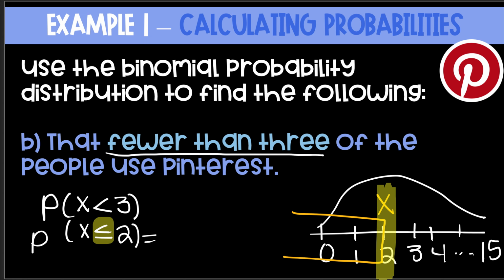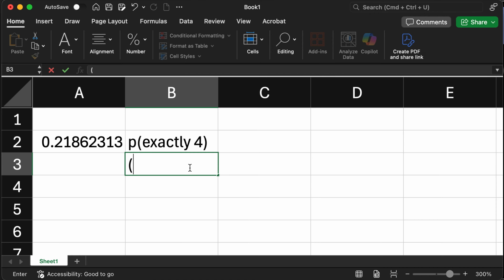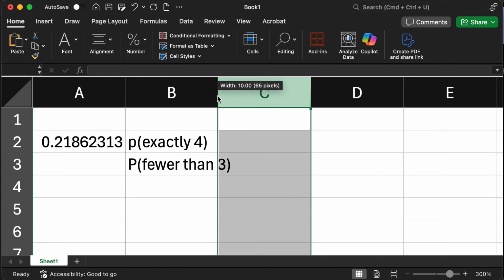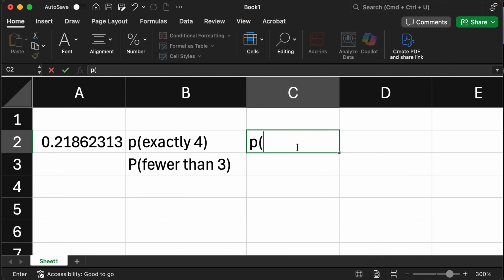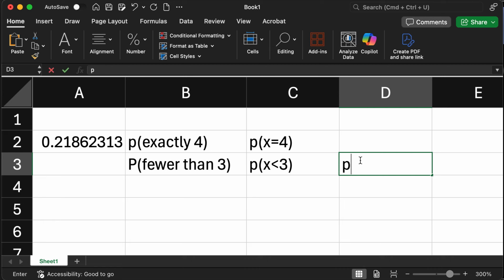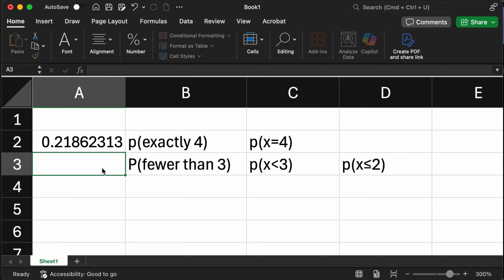I go to Excel. Now I want the probability of fewer than 3. I didn't write the notation in the form of X. The probability of X equal to 4 was the previous one. This is the probability of X fewer than 3, which we changed to the probability of X less than or equal to 2, because our command only gives us up to that value, including the value.